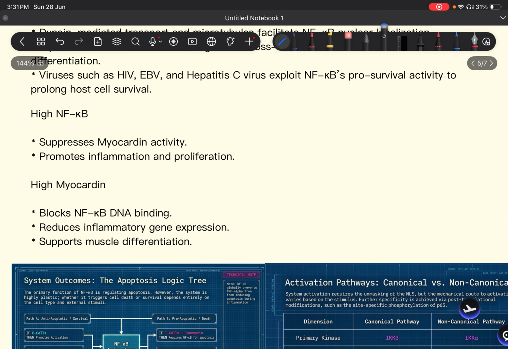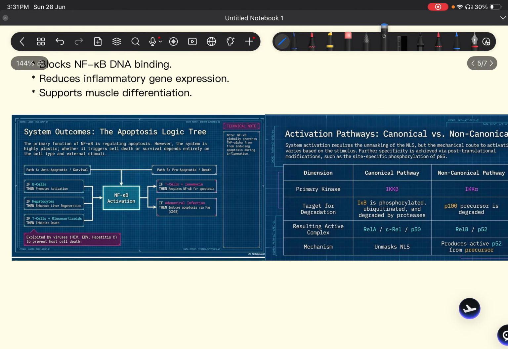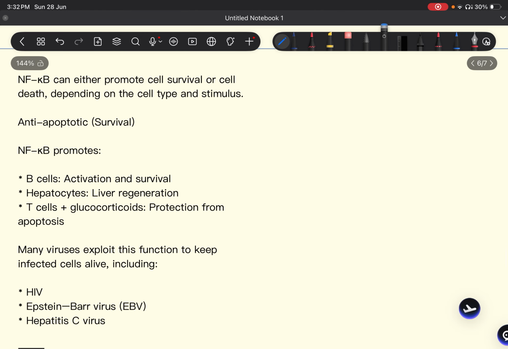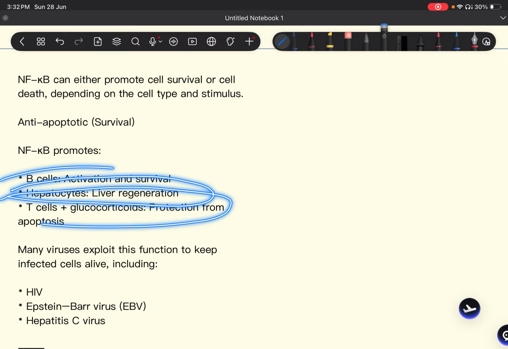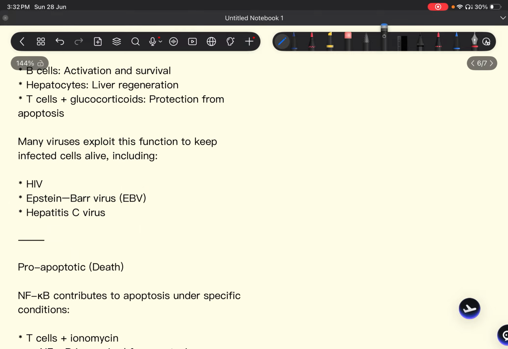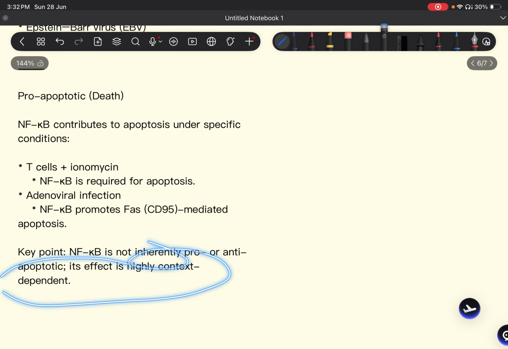Now we'll discuss a very important thing, in terms of which cell can either promote cell survival or cell death. So in anti-apoptotic survival, basically it promotes beta cell activation, hepatocytes, T cells, right? Protection from apoptosis. And many viruses exploit this system so that they can live, right? Stopping apoptosis means staying alive, right? Apoptosis is nothing but cell death, right? Now, it can contribute to apoptosis under certain conditions if there is a Fas-mediated response. So it is highly context dependent.